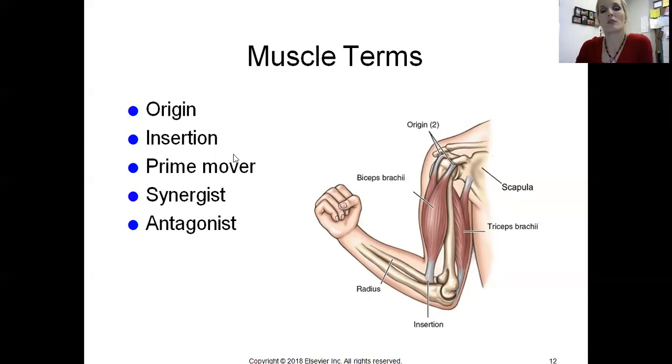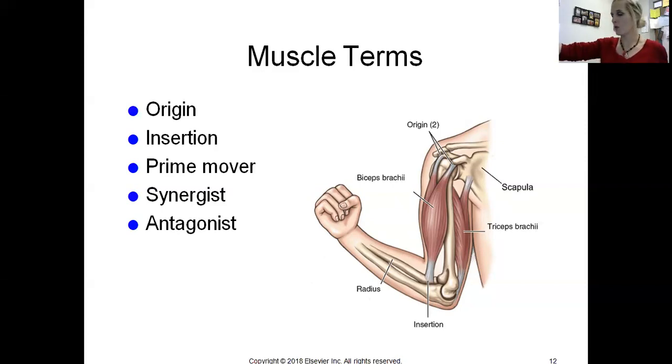Whereas the prime mover itself, so the muscle, these two are talking about the origin and insertion, the attachments to the bones. As far as origin is attached to the non-moving bone, and insertion is attached to the moving bone. The prime mover is referencing the specific muscle that's causing this muscle movement that we're talking about.